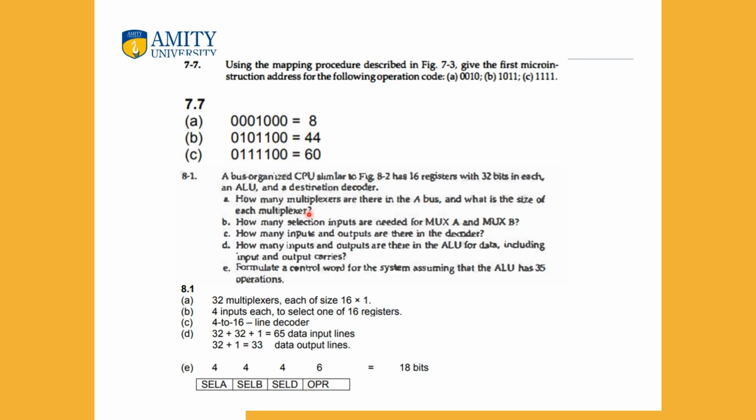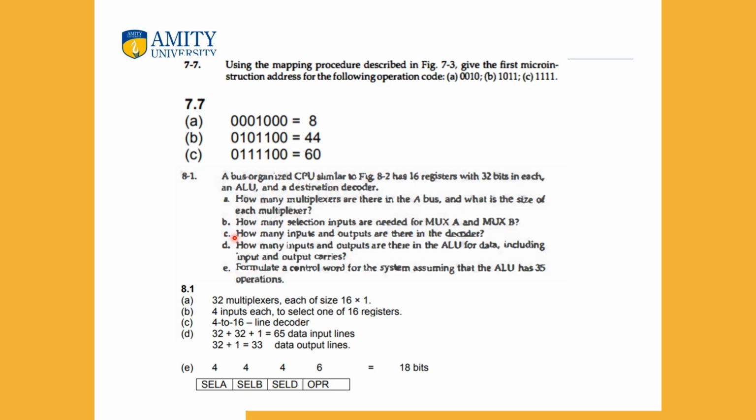So how many multiplexers are there in the A bus? The way we studied the ALU system of a CPU, it was a simple one where we did not show the bus in detail. If the CPU has 32 bits each, then there will be 32 multiplexers, and for 16 registers, the size will be 16 to 1 each. Multiplexers are counted on the basis of the number of bits, and the size of the multiplexer depends upon the number of registers. So 16:1 multiplexers, 32 of them, one for each bit.